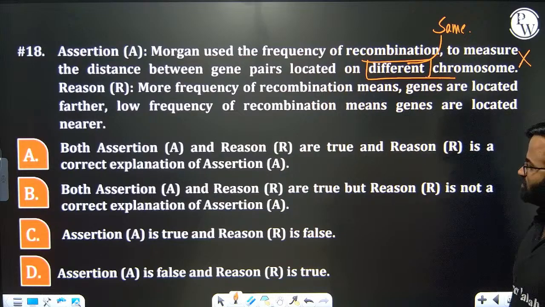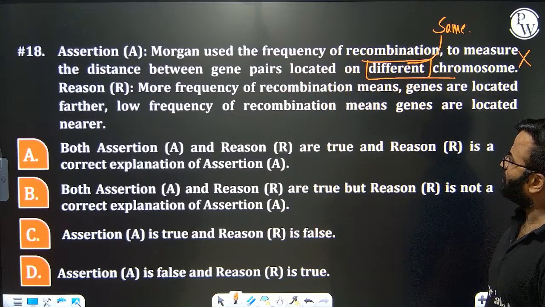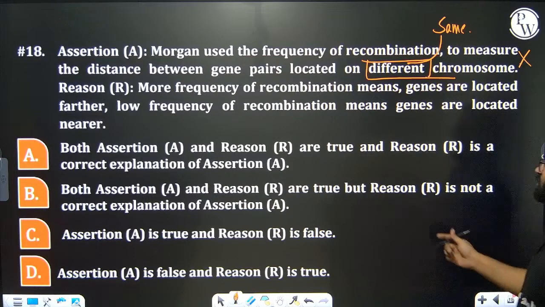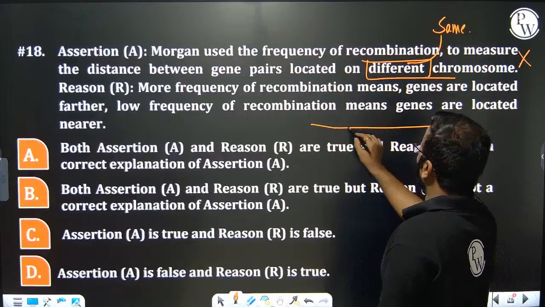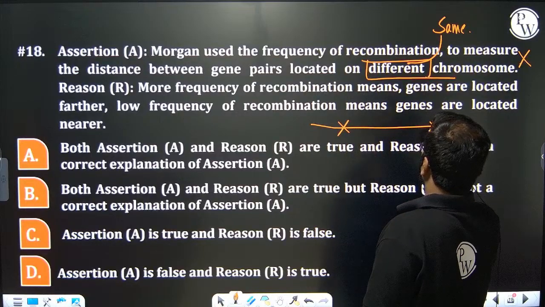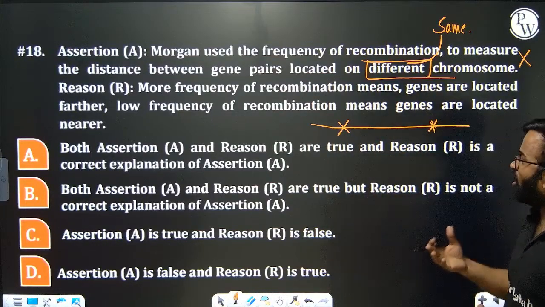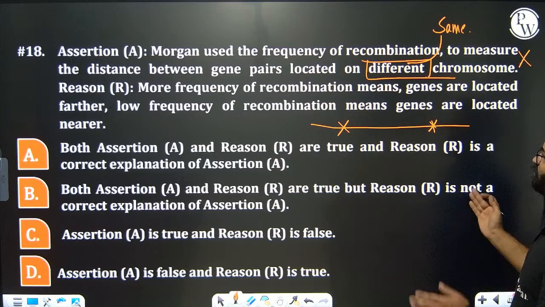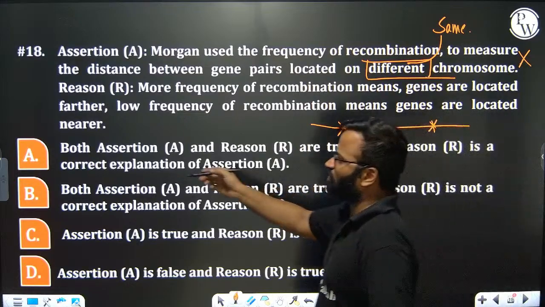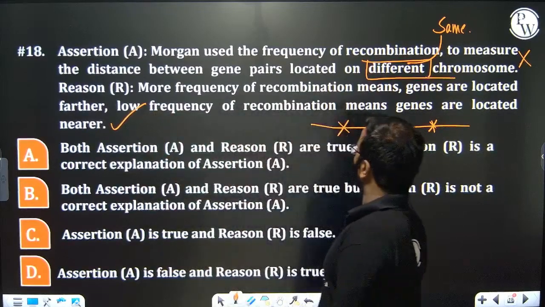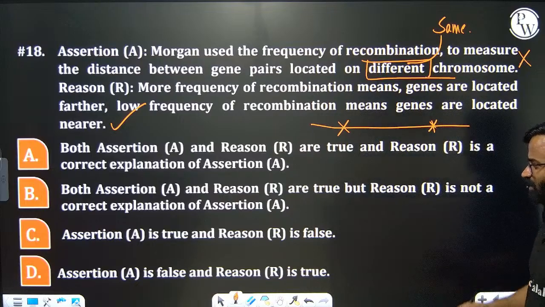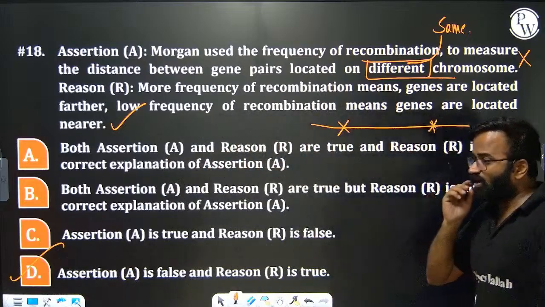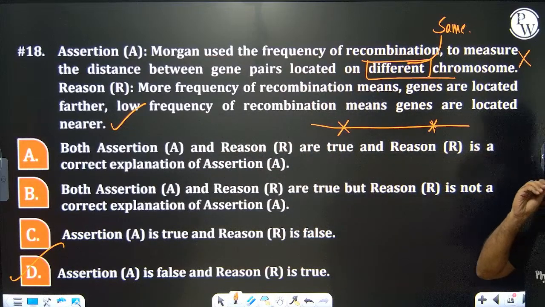Let's see the reason. What does it say? More frequency of recombination means genes are located farther. Yes, if the genes are located far apart from each other, then there will be a high frequency of recombination. If they are located close, they are located nearer. Yes, which is true as a statement. So I would say the answer will be D. Assertion is false and reason is true.